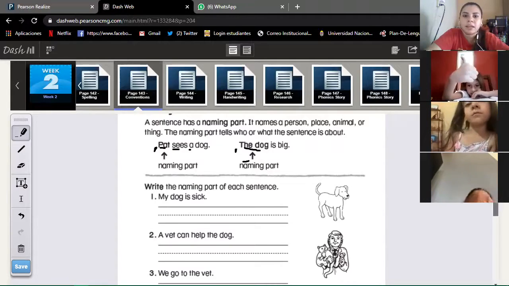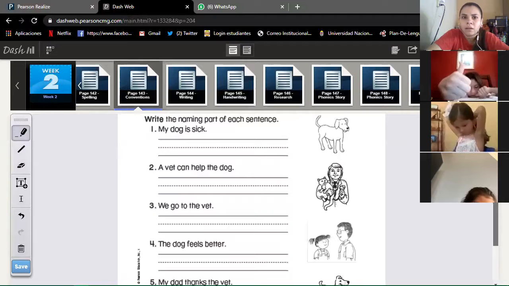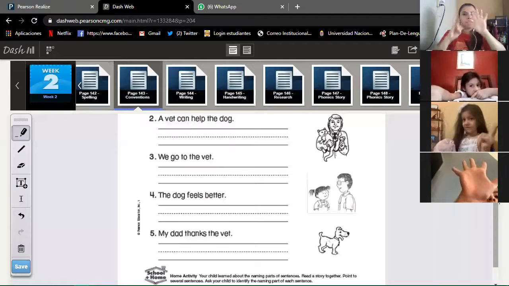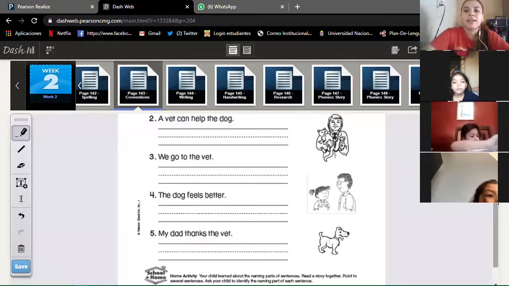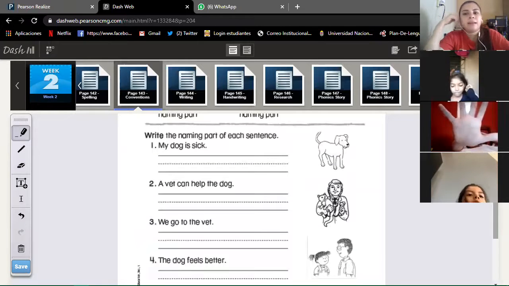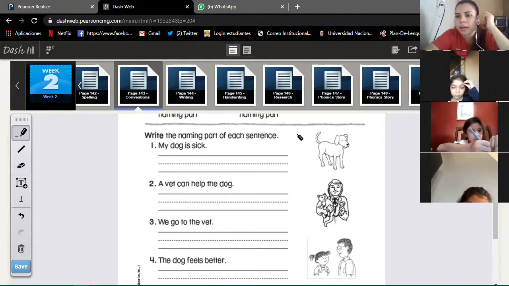Yes. Excellent. So how many sentences do we have in this page? Five. Excellent. We have 5 sentences. So in the sentence number 1, look at the sentence number 1. The instructions say, write a naming part of each sentence. Please turn on your microphones, please.